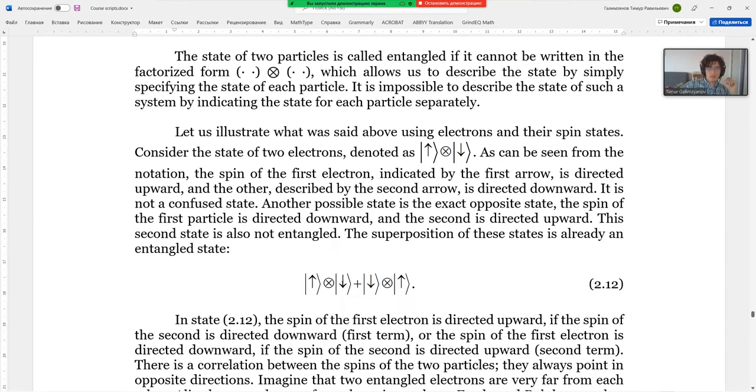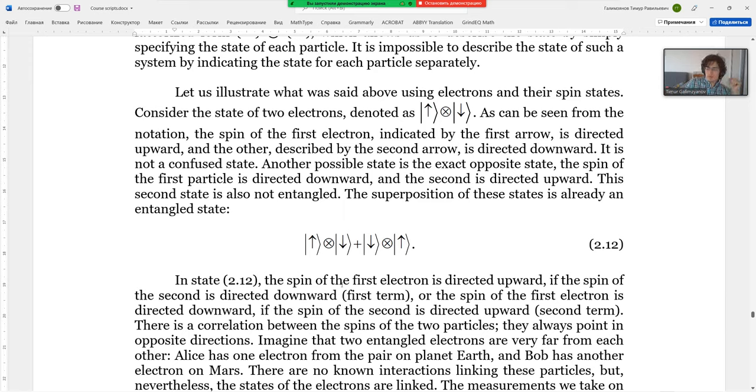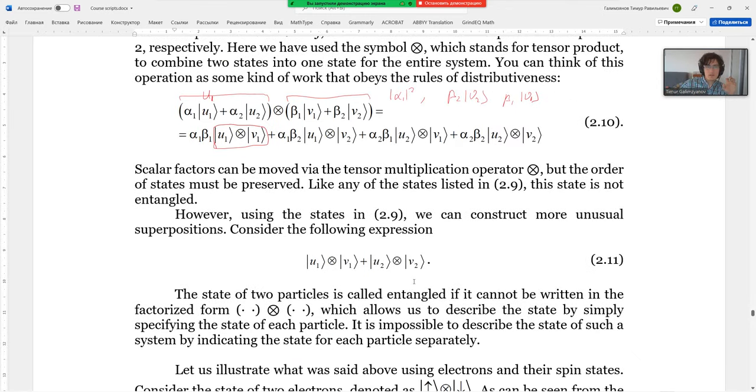Let's consider another state. Let's write down this kind of state. This state is the sum of two independent states, which in quantum mechanics we call a superposition. And this state cannot be decomposed into the product of some state psi 1 multiplied by some state psi 2. So this state cannot be decomposed into the product of two independent different states. You can see it in this example.